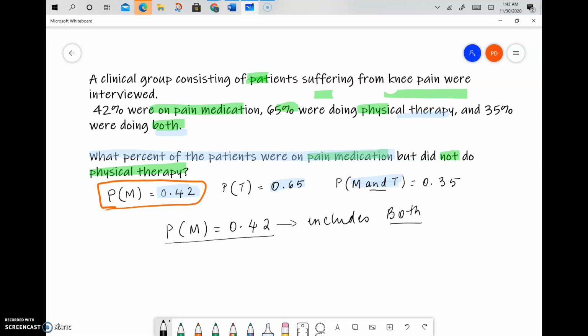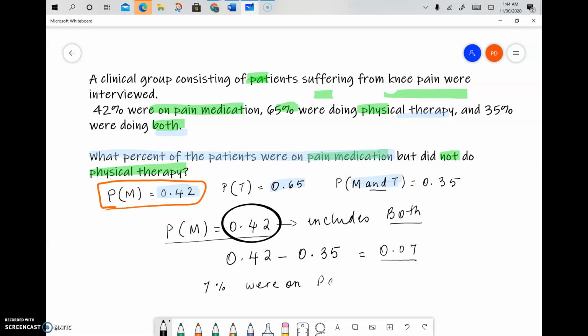What percent of the patients were on pain medication? The answer would be 42%. But if the question says what percent of the patients were on pain medication but did not do physical therapy, then the answer to that question would be 0.42 minus the probability that they were doing both, which is 0.35. So that would equal 0.07.